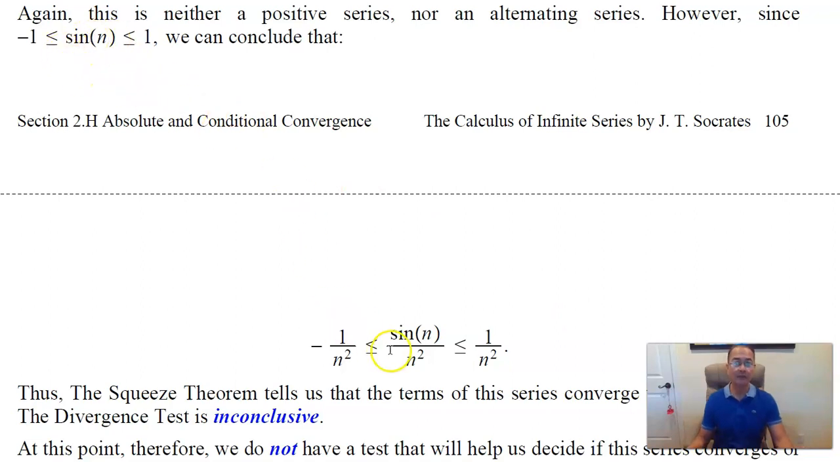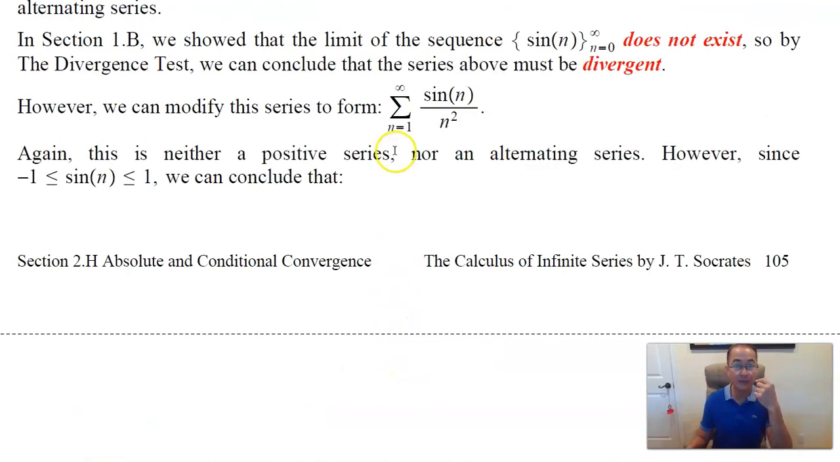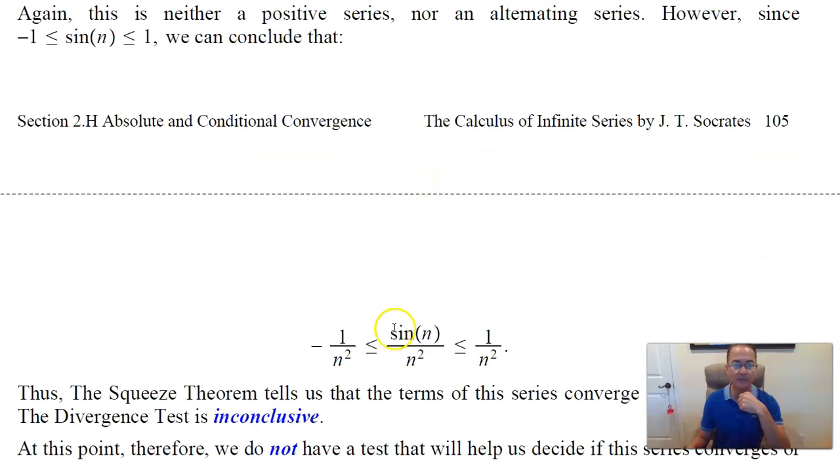So therefore, this series that we have, sine of n over n squared, oh, by the way, I guess we should start at 1, not 0, but 1. It's going to be between 1 over n squared and -1 over n squared. Okay?